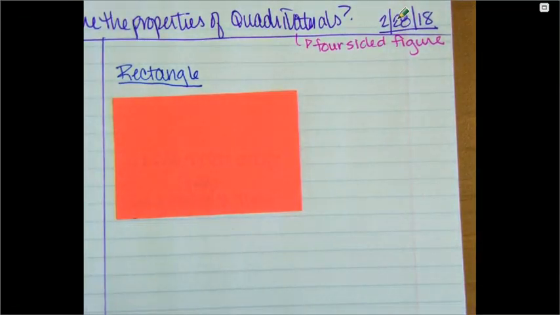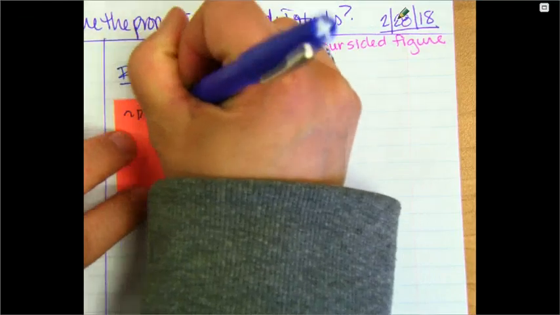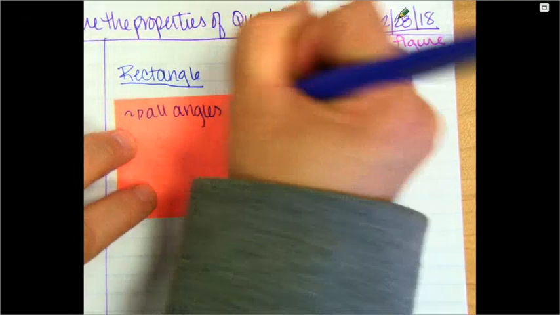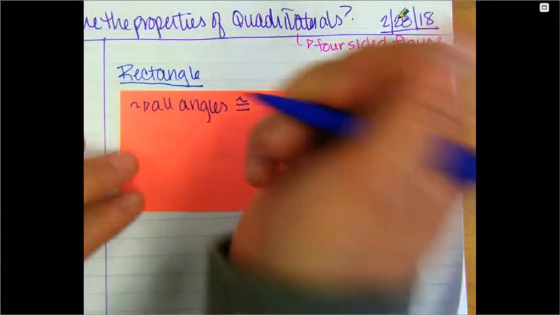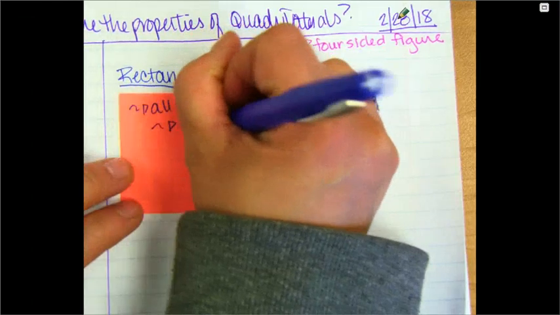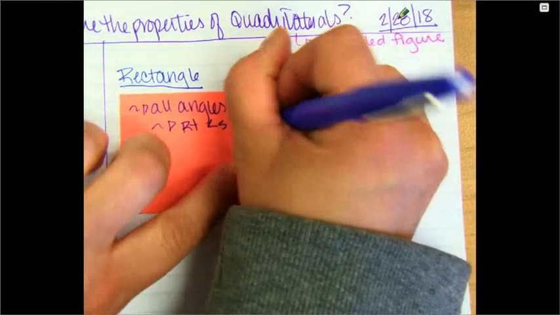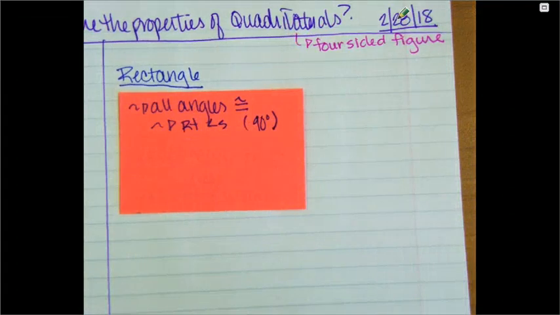What do you know about your angles then? All angles are congruent. Why are they congruent? What makes them congruent? What kind of angles are there? They're right angles. Right angles mean how much? 90 degrees. What else? Anything else we know about angles? Are consecutive angles still supplementary? Yeah, because 90 plus 90 is what? 180, so that does work.